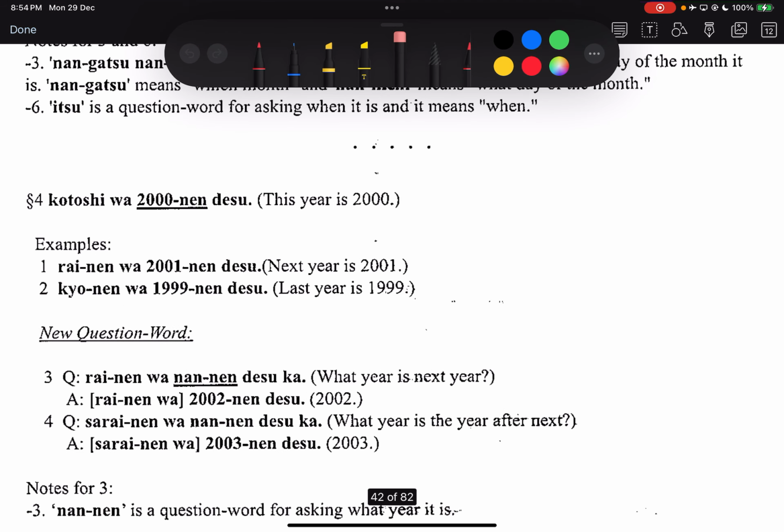今年は2000年です。Right? So 今年 is this year. So our subject here is this year. So this year is year 2000. Okay? 2000年. We say it the same way in Chinese, right? So literally, this year is year 2000.